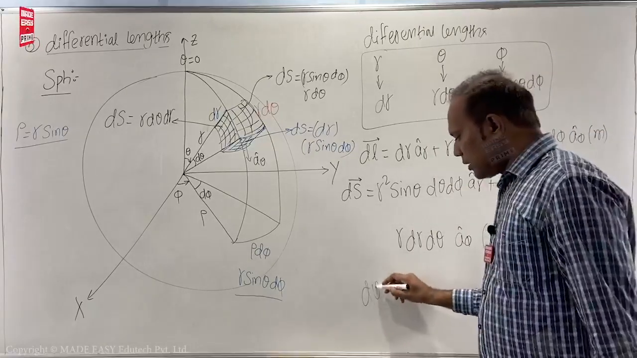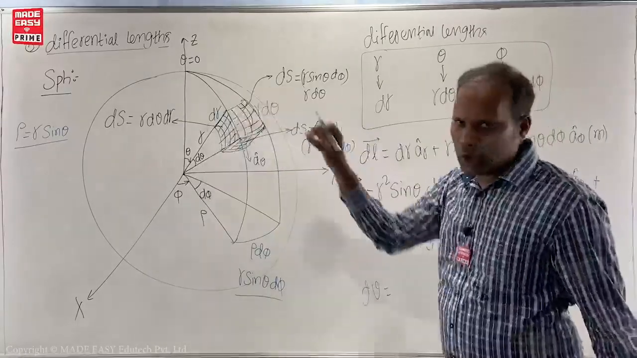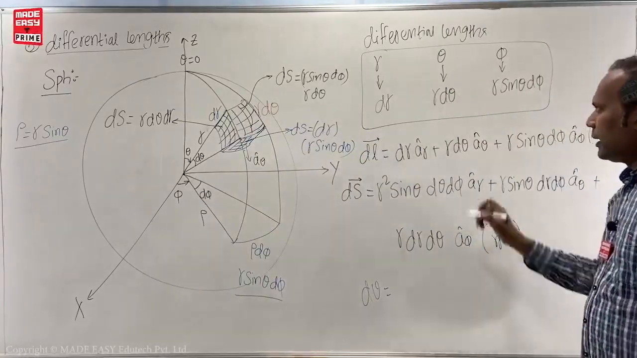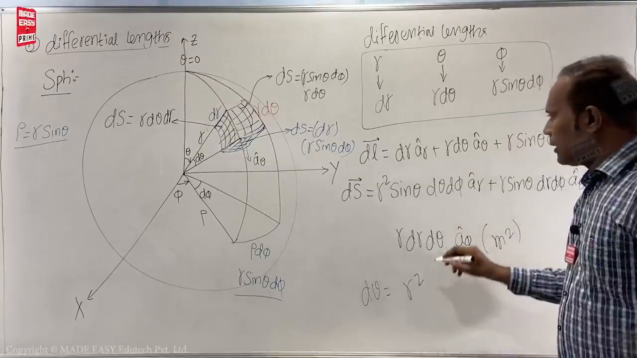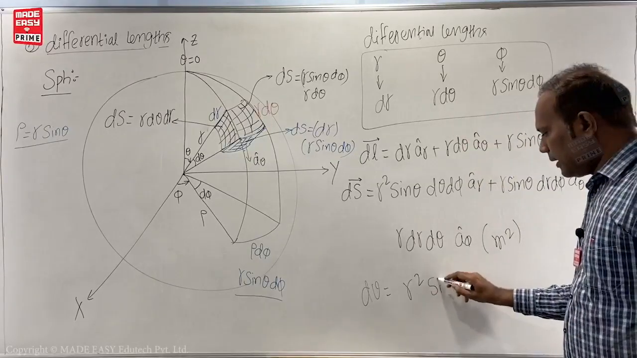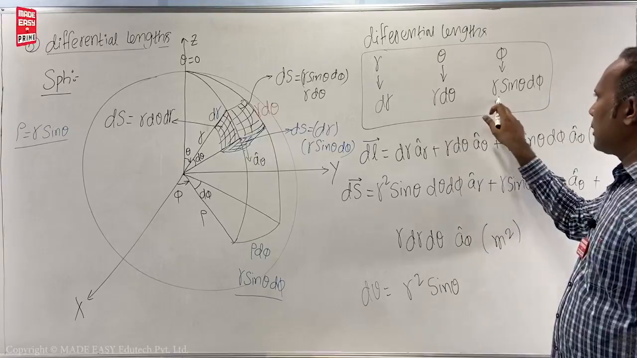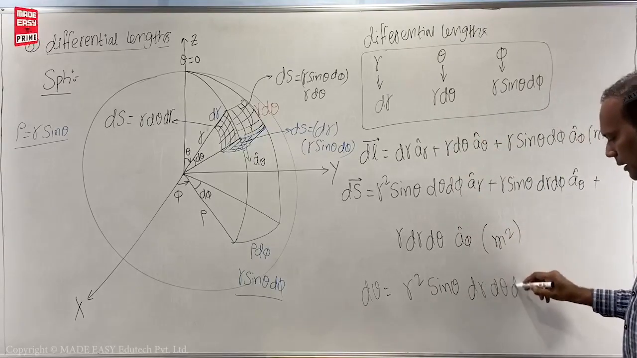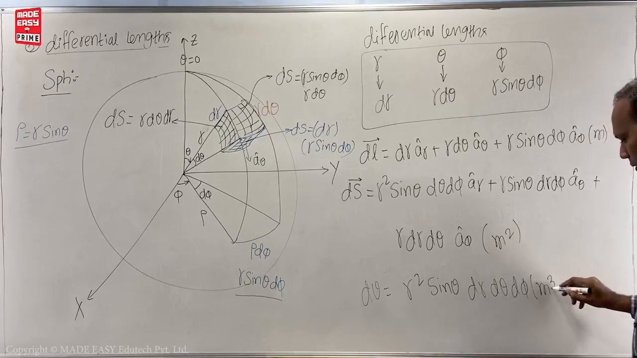Now what is the differential volume? This is the differential volume actually, differential sphere, small sphere. Multiply all of them. Then r into r square, then actually it is sin theta. So r squared sin theta, then dr, d theta, d phi. So it is meter cube.